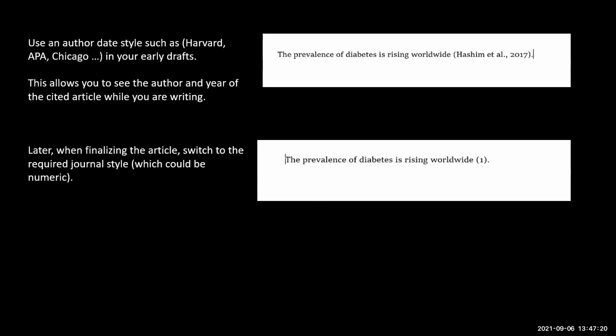When I'm writing the first draft of the paper, I use an author date style, such as Harvard or Chicago. So that shows the author and year in the text. And then when I'm finalizing the article, I switch to the journal style, which could be numeric. That way I can keep track of which articles I'm citing in a more visual way.